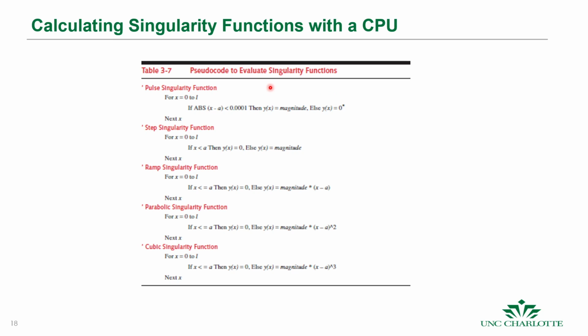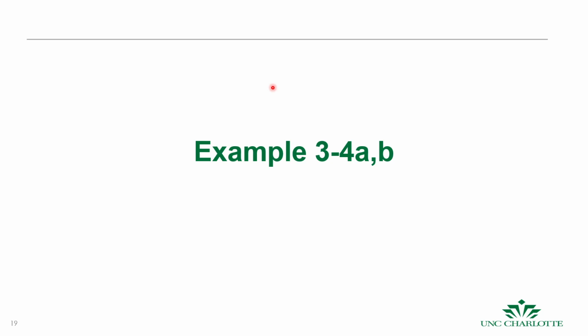And so what I've done is, instead of having you guys sort through all this stuff, I figured we could just work an example, and I could give you some example code. So what I'm going to do is take the example from the book, which is 3-4 A and B, and we'll walk through that. Let me show you the picture for that example.